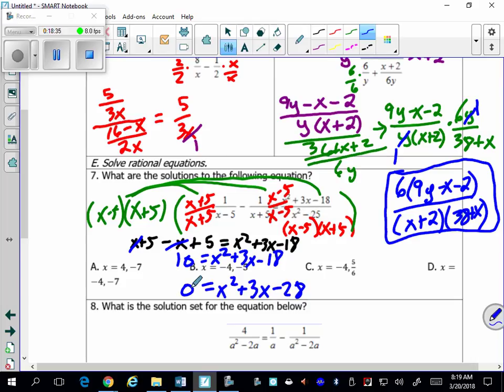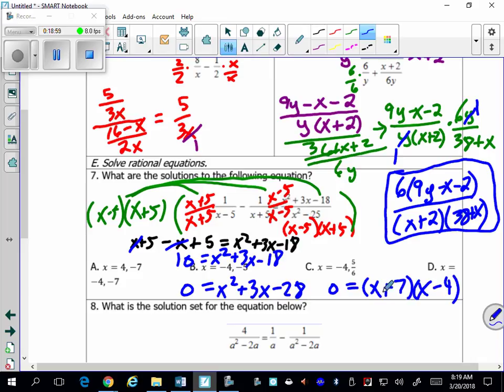So now, let's see if I can quickly factor. So the a term is 1. So what two numbers multiply to negative 28? So that's a c. That'll add up to 3, which is the b. And that is plus 7 and minus 4. 7 times negative 4 is negative 28. 7 plus negative 4 is positive 3.